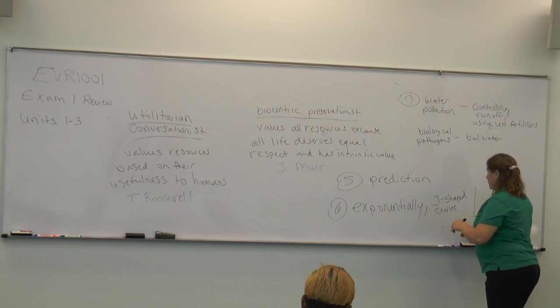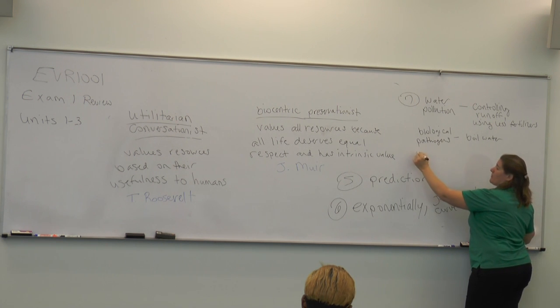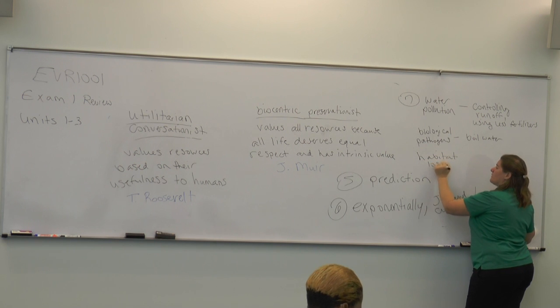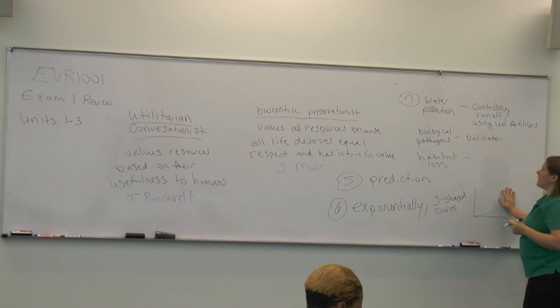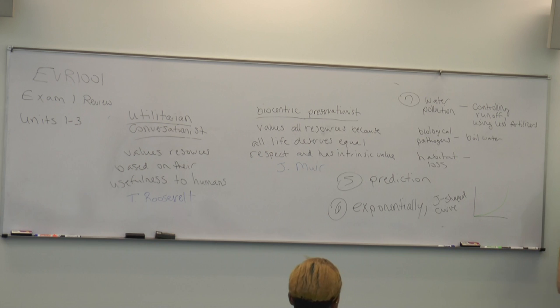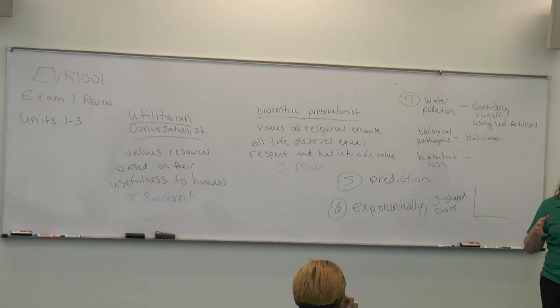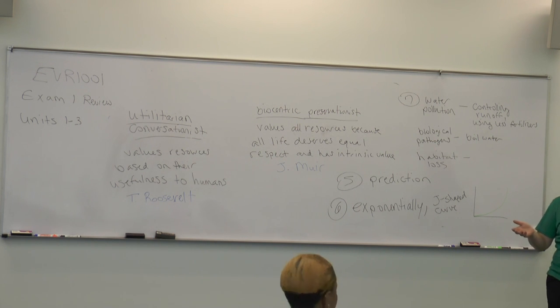Something else that's a little bit different would be habitat loss, right? Habitat loss, that's an environmental problem. So what's a possible solution to habitat loss? If trees are being lost in one area, what can we do to fix that? What's the solution to losing trees? We can plant more trees, right? Plant more trees.